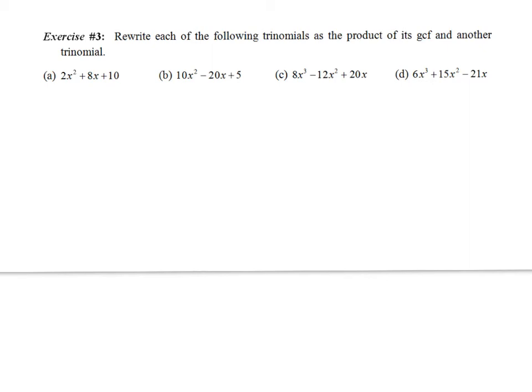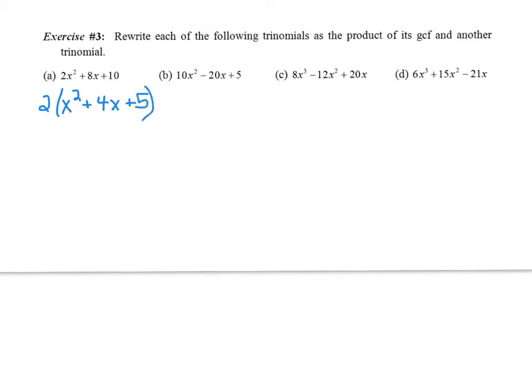Now in exercise number 3, we see that we're given trinomials instead of binomials. We're not going to do anything any differently. We're just going to look for the greatest common factor throughout all 3 terms. So in part A, my greatest common factor is a 2. I factor that 2 out, and I'm left with x squared plus 4x plus 5.